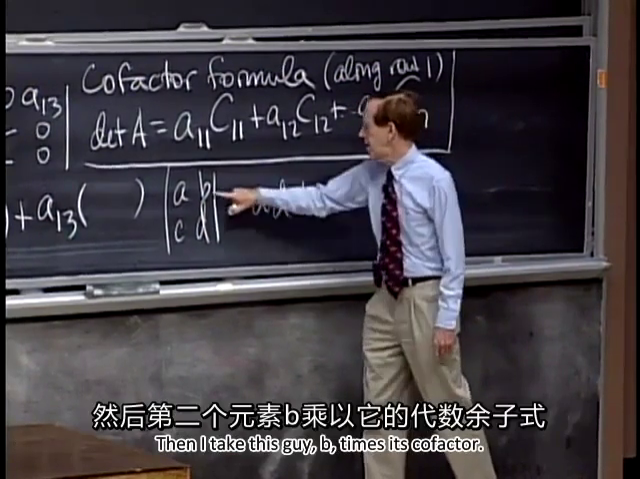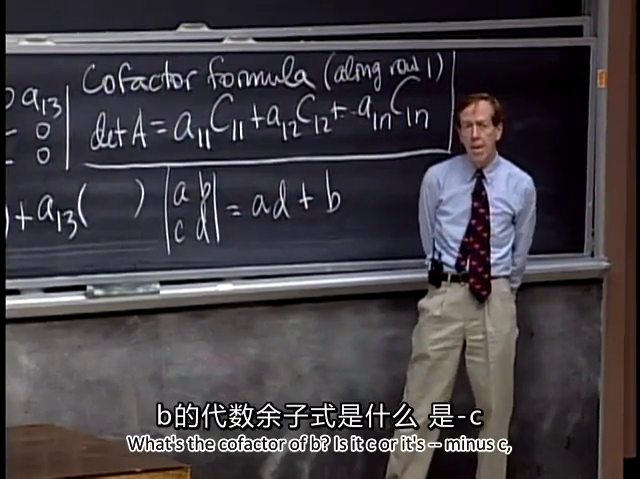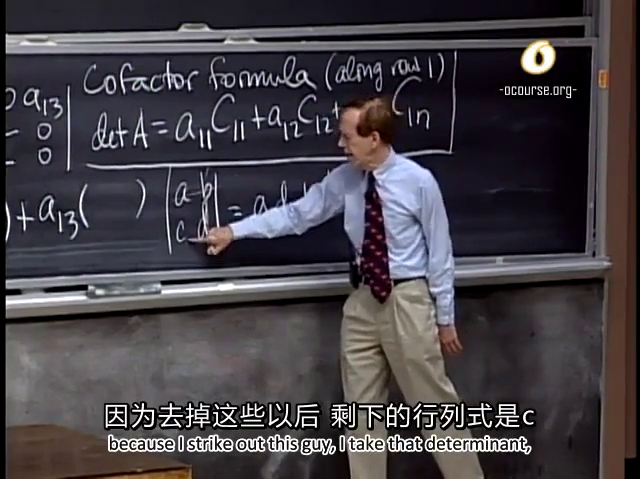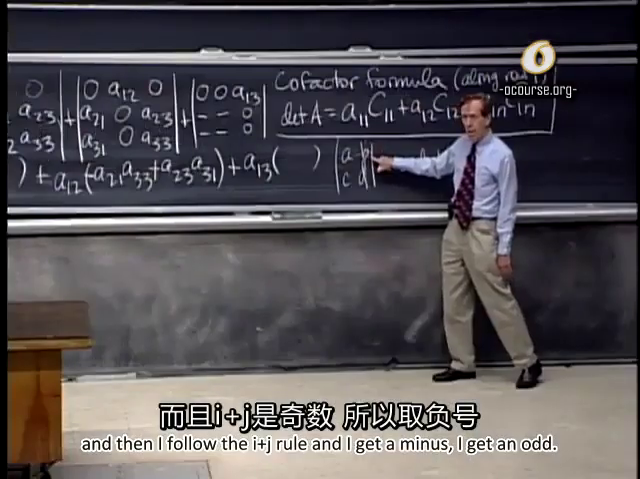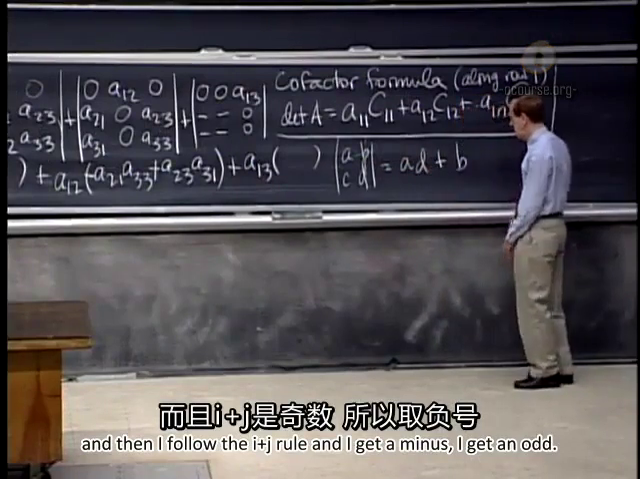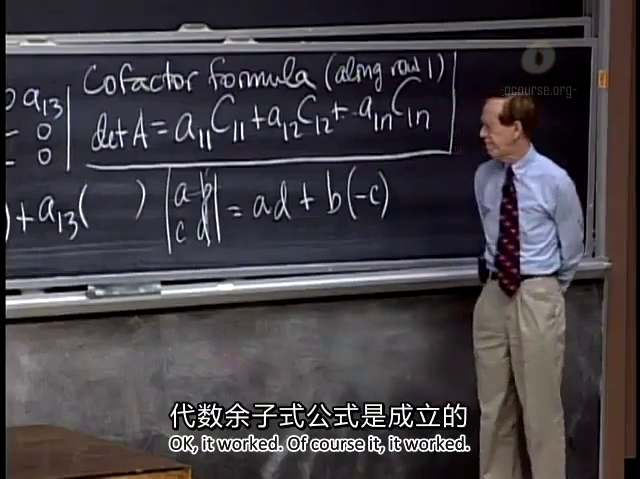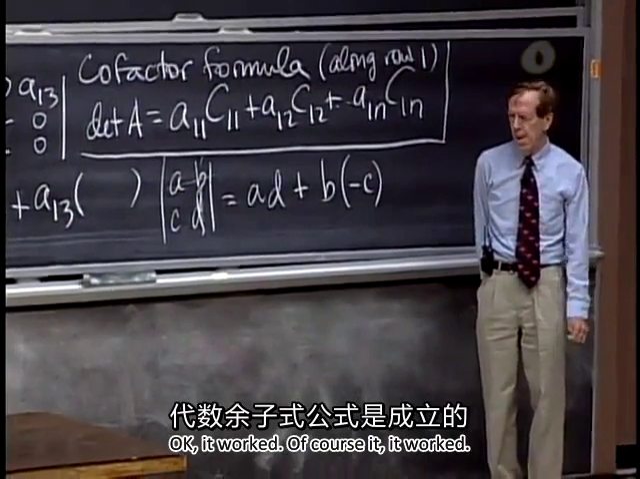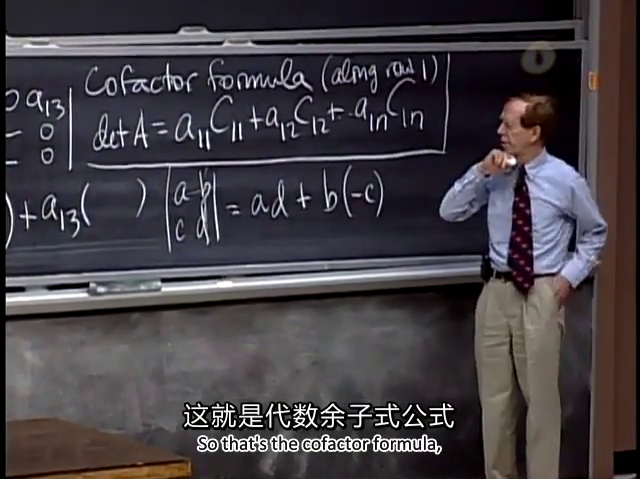Then I take this guy, B, times its cofactor. What's the cofactor of B? Is it C or is it minus C? Because I strike out this guy, I take that determinant, and then I follow the i plus j rule, and I get an odd, so a minus. So it's B times minus C. Okay, of course it worked. And the 3 by 3 works. So that's the cofactor formula.